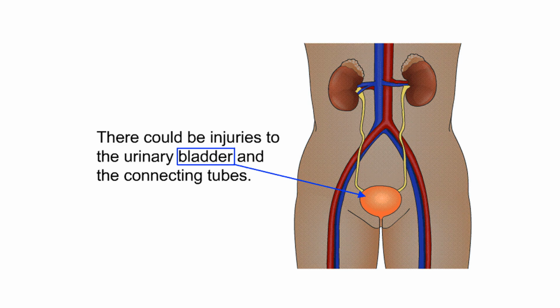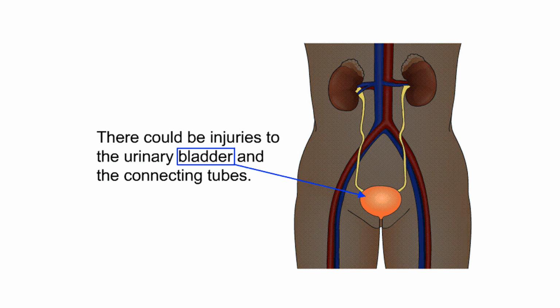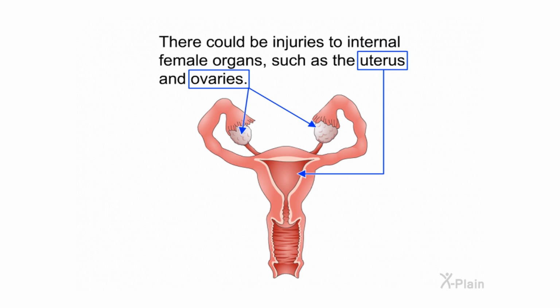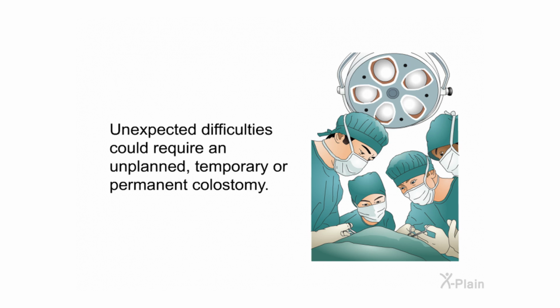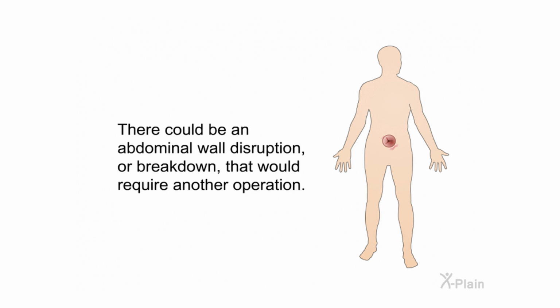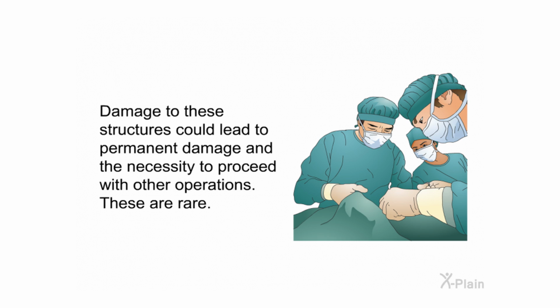There could be injuries to the urinary bladder and the connecting tubes. There could be injuries to internal female organs, such as the uterus and ovaries. Blood vessels going to the lower extremities could be affected. Unexpected difficulties could require an unplanned temporary or permanent colostomy. There could be an abdominal wall disruption or breakdown that would require another operation. Damage to these structures could lead to permanent damage and the necessity to proceed with other operations.